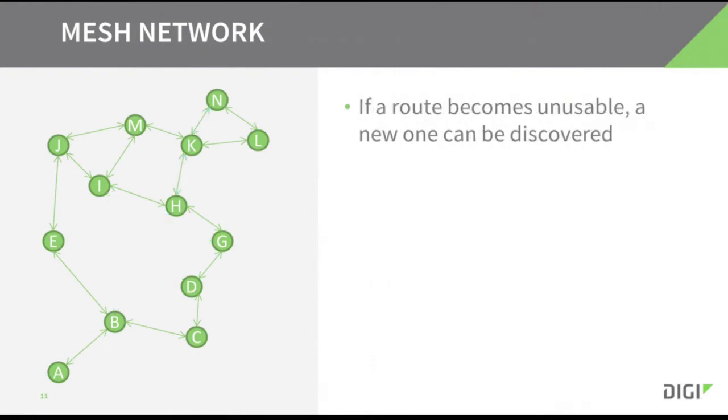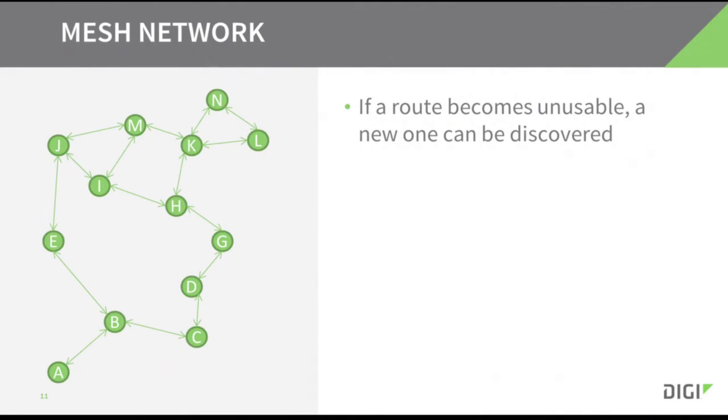If a radio disappears, like in this case radio F, the routes can automatically be rediscovered through a different path. So this is obviously a very exciting technology. It allows us to expand our radio applications far beyond what we can reach with a point-to-multipoint network. But there are some drawbacks.